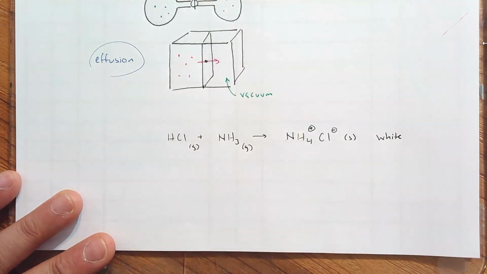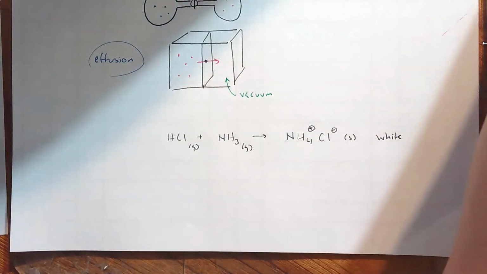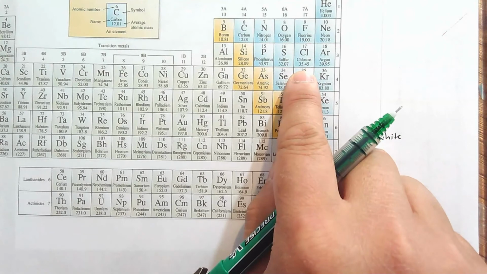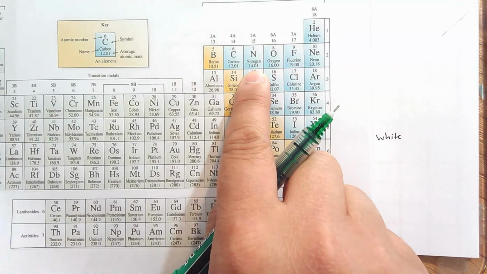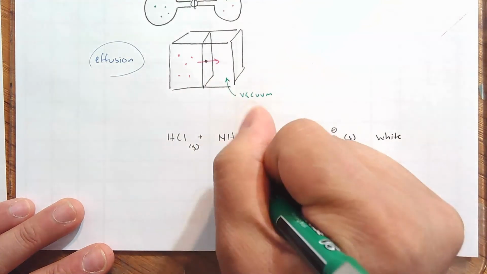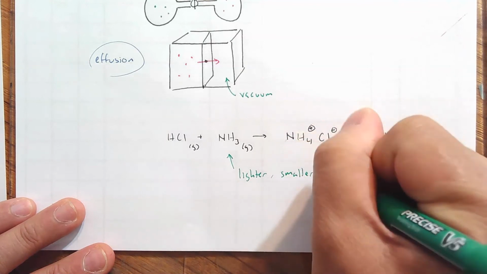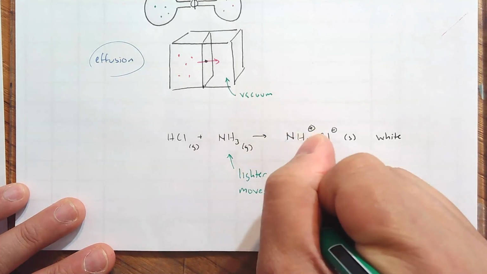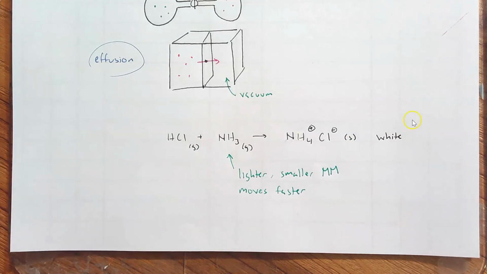HCl or NH3? Well, the molar mass of HCl is 1 plus, chlorine is pretty heavy, 35, where ammonia is 14 plus 3 hydrogens, so that's about 17. This is lighter. Okay, it has a smaller molar mass. So we should think that this moves faster. Okay. Let me show you how to set up this experiment in the lab.